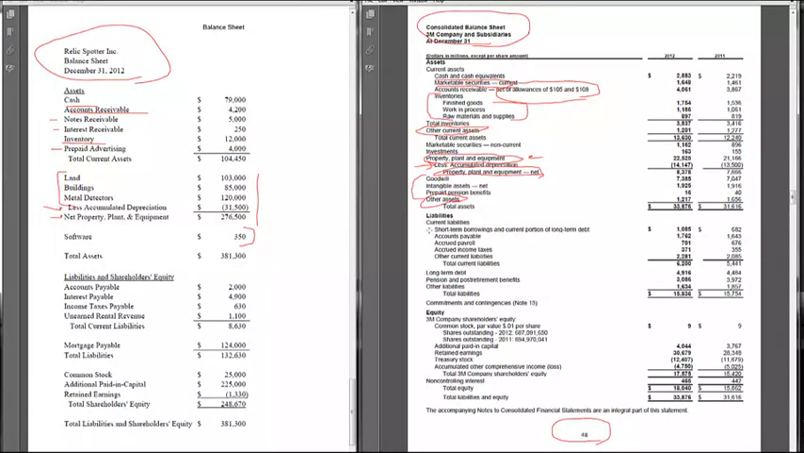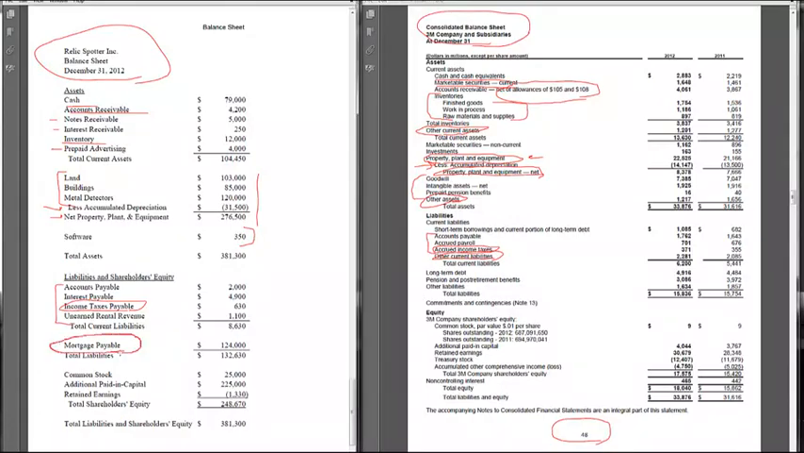In terms of liabilities, we had accounts payable, interest payable, income taxes payable, unearned revenue. For Relic Spotter, we can find similar things for 3M: accounts payable, accrued payroll, accrued income taxes. Accrued income taxes is another way of saying income taxes payable. So accrued means the same thing as payable. They have an other current liabilities, which presumably will have some of these other liabilities in there.